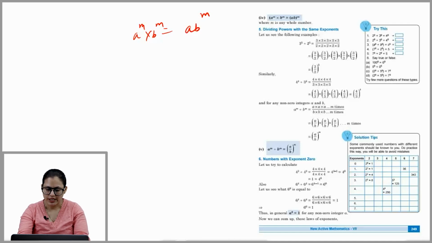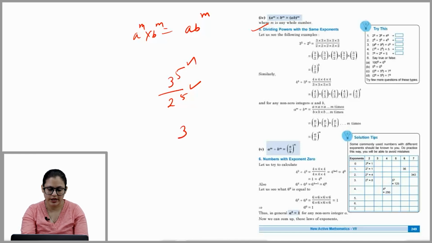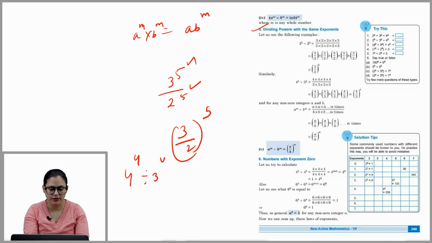Okay. Number 5, dividing powers with the same exponents. Let us see the following example. 3 raised to the power 5 divided by 2 raised to the power 5. Here the power is the same, meaning the exponent is the same. So what will we do? We will divide 3 by 2, so 3 by 2 raised to the power 5. We'll get this answer. Similarly, 4 raised to the power 4 divided by 3 raised to the power 4 is 4 by 3 raised to the power 4.